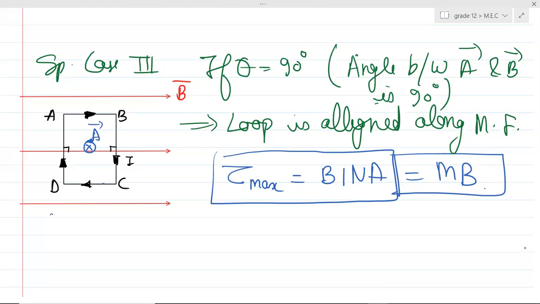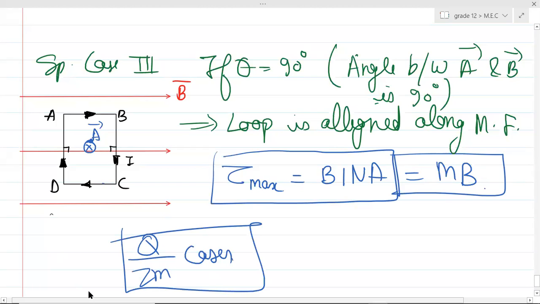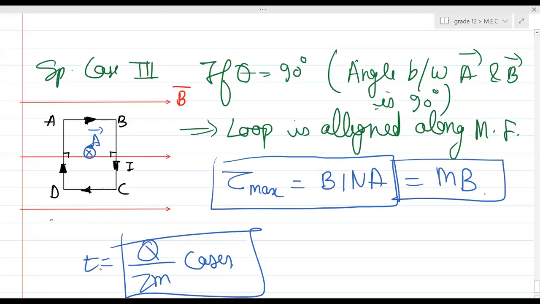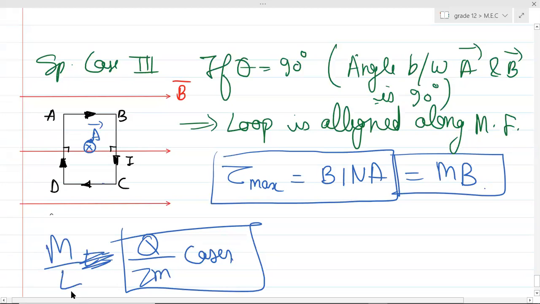Could you please repeat that advanced portion? The advanced portion was basically the Q by 2m cases. L is equal to Q by 2m. Do you remember those? No, it's mu equals Q by 2m times L, the ratio of the magnetic moment and the angular momentum. Those are the Q by 2m cases.